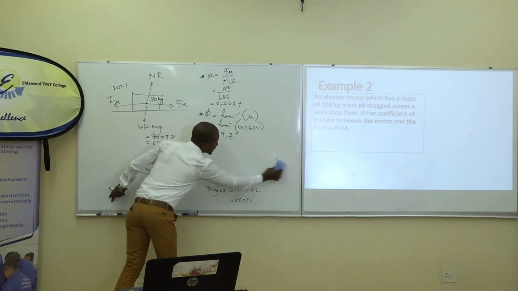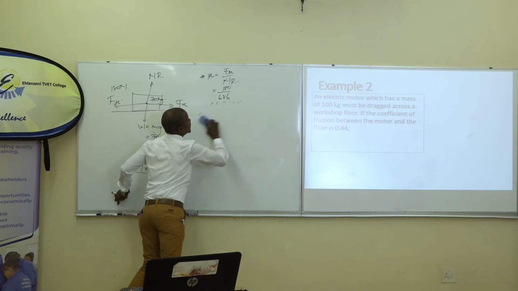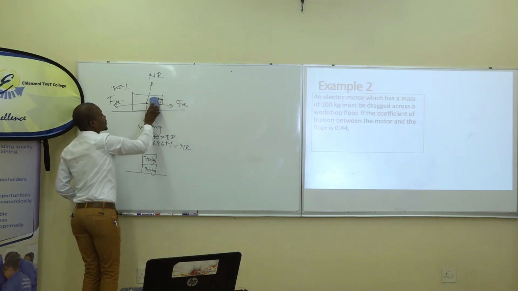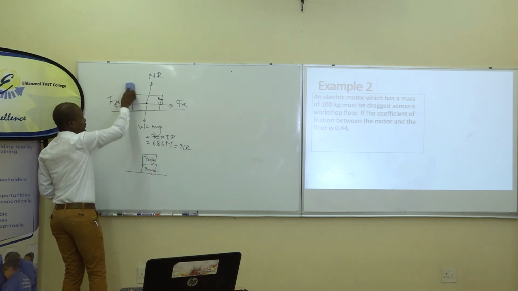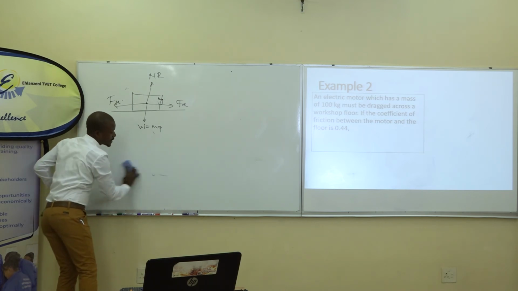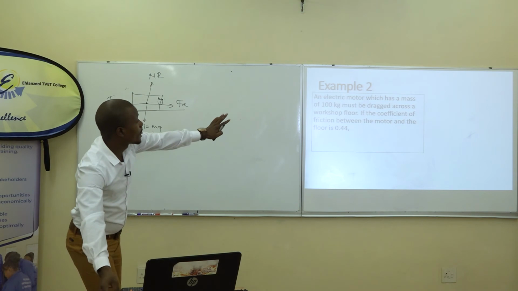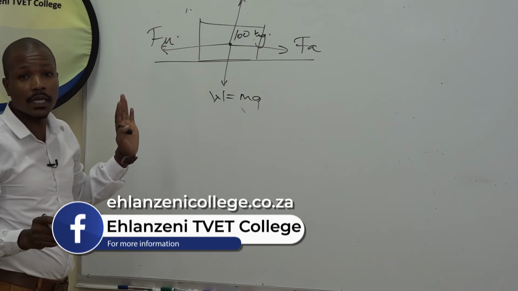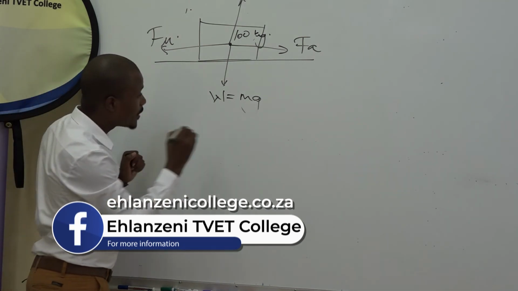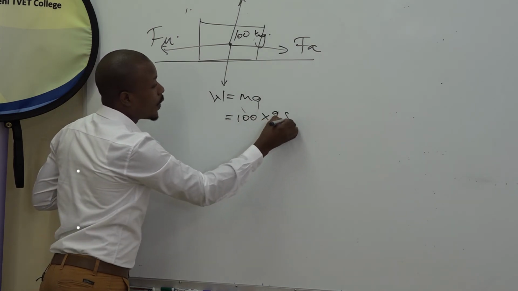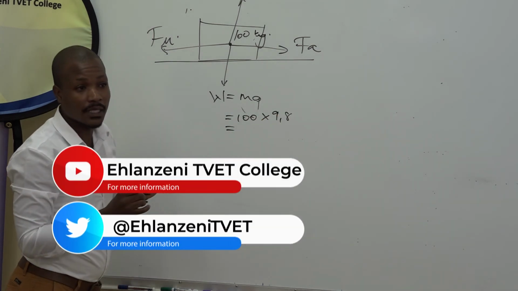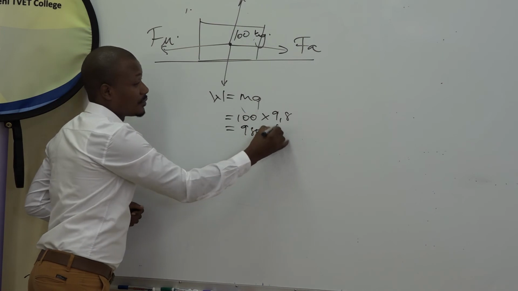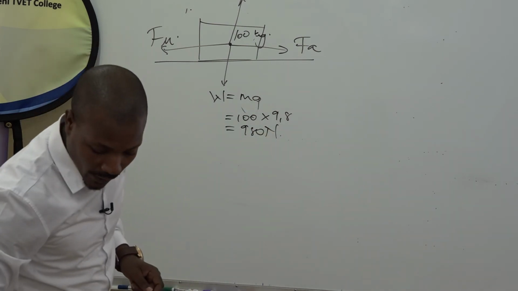Now, let me quickly erase this so that we can go to that one. I'm going to leave my structure as is because we are going to use the same drawing. So they say this electric motor is what? It has a mass of 100 kg. What do you do when you have your mass? You find your weight. You find your weight when you have your mass, right? I believe this should be 980. Right. You find your weight.